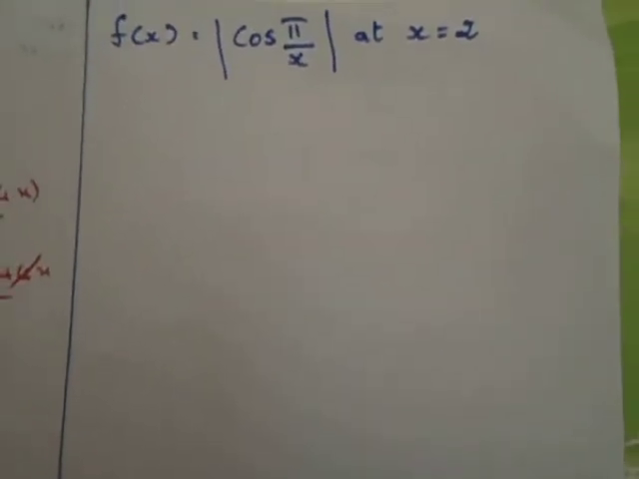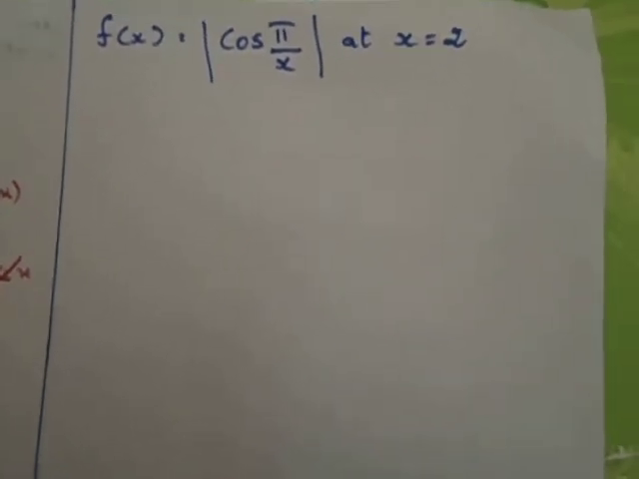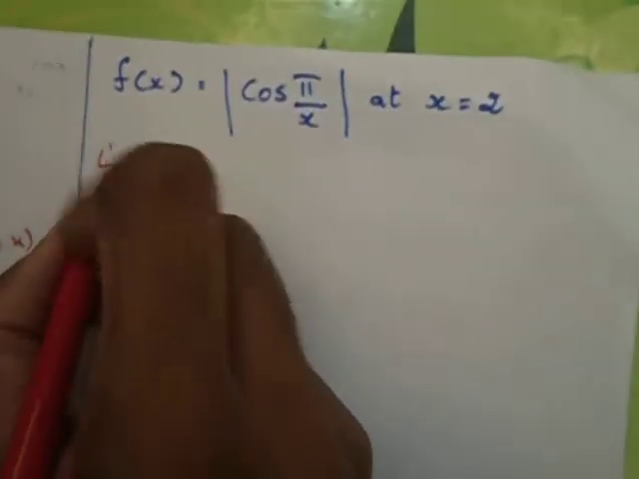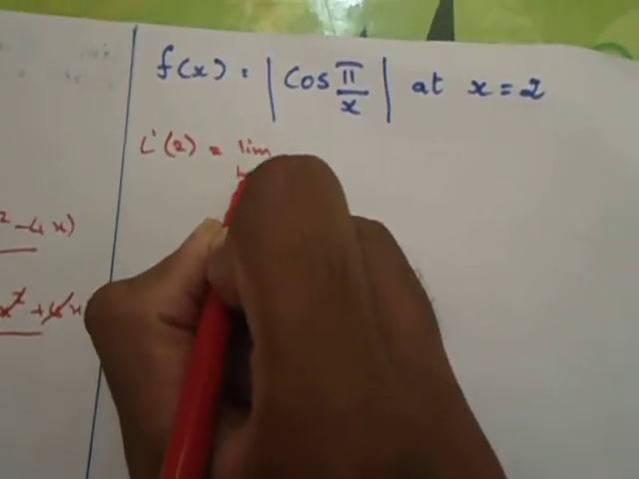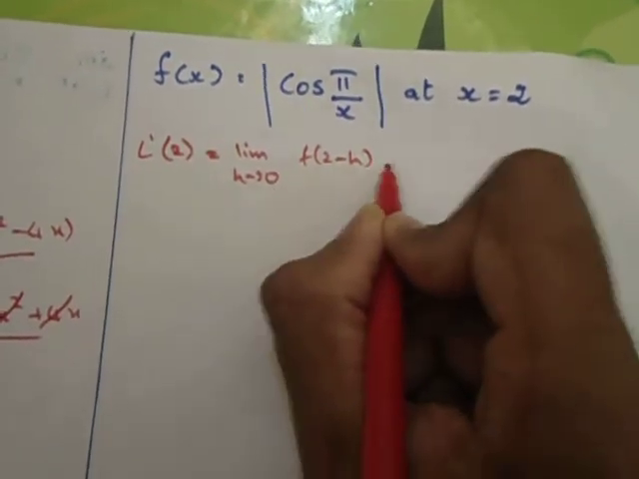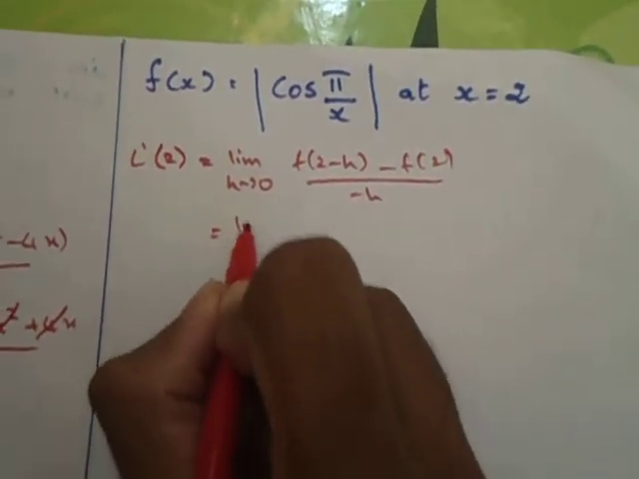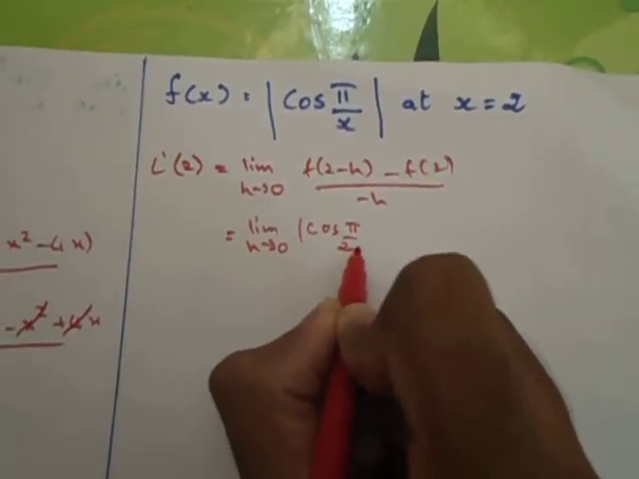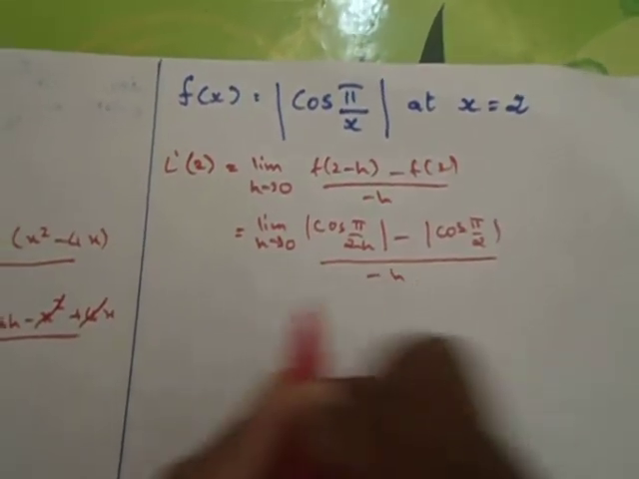In this question, they've given a function modulus of cos pi by x and we have to check the differentiability at x equal to 2. So first let's find the left derivative at 2. So limit h tends to 0, f of 2 minus h minus f of 2 by minus h. So let's replace this and put in the function. We get modulus of cos pi by 2 minus h minus modulus of cos pi by 2, by minus h.